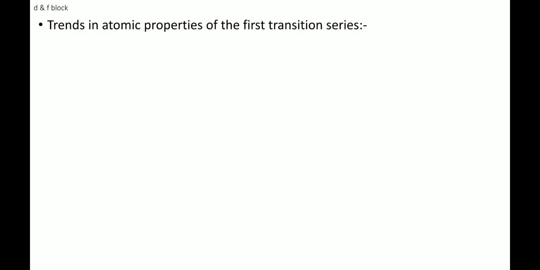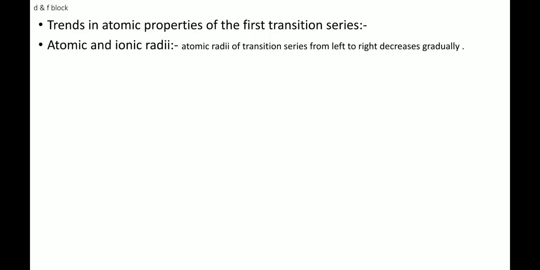Now, trend in atomic properties of the first transition series. Atomic and ionic radii. Distance from the nucleus to the outermost shell is called atomic radii, and in ionic form, the distance from the nucleus to the outermost shell of the ion is called ionic radii. So atomic radii of the transition series from left to right decrease gradually.